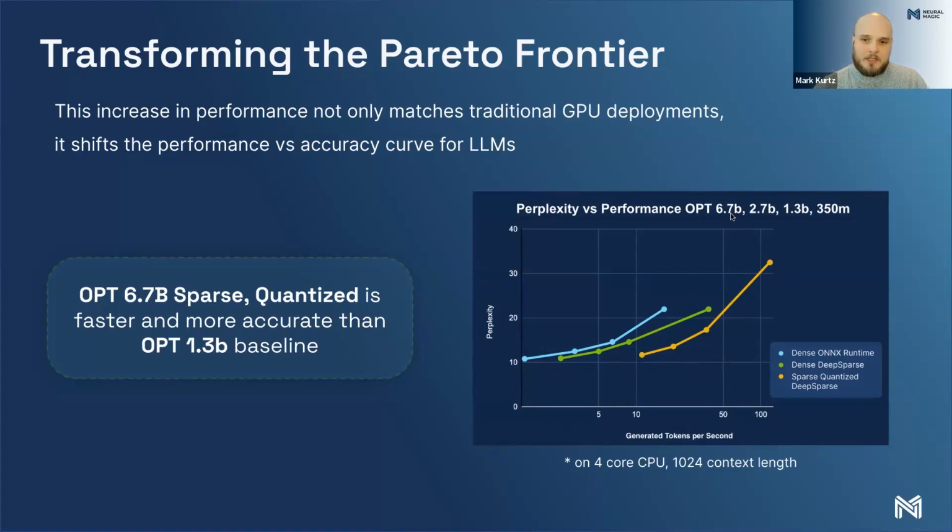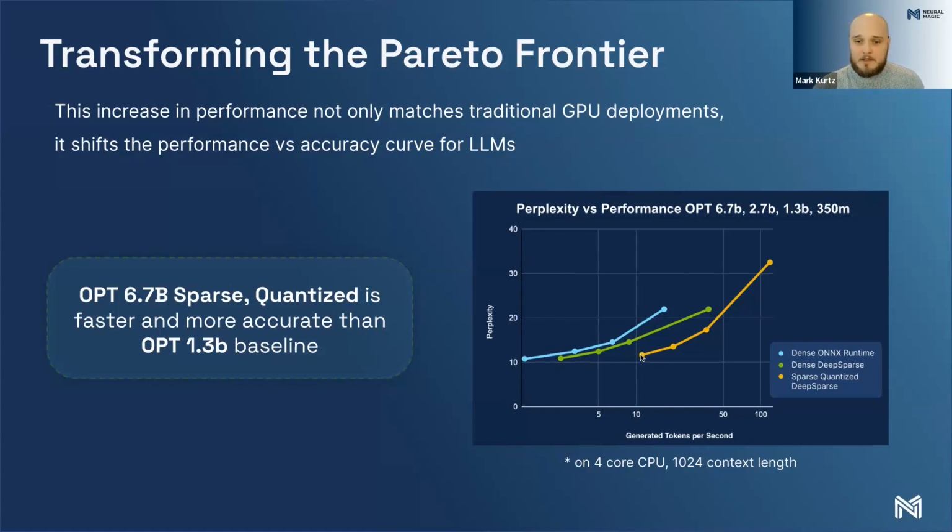So let's look at just the 6.7 billion. Here we can compare to the ONNX runtime baseline, where we're barely generating any tokens per second. Just running that in DeepSparse, we immediately get a large bump, right? And then going all the way to utilizing the SparseGPT algorithms, where we can create a sparse quantized version of this model with roughly the same perplexity, but with significantly more performance, right? And we're able to get above 10 generated tokens per second. And again, this is only on a 4-core CPU.